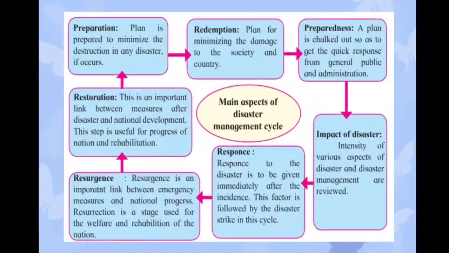Disaster cycle. Preparation. Plan is prepared to minimize the destruction of any type of disaster if it occurs. Redemption. Plan for minimizing the damage to the society and the country. Preparedness. A plan is chalked out so as to get the quick response from general public and administration. Impact of disaster. Intensity of various aspects of disaster and disaster management are reviewed. Response. Response to the disaster is to be given immediately after the incident. This factor is followed by the disaster strike in this cycle.